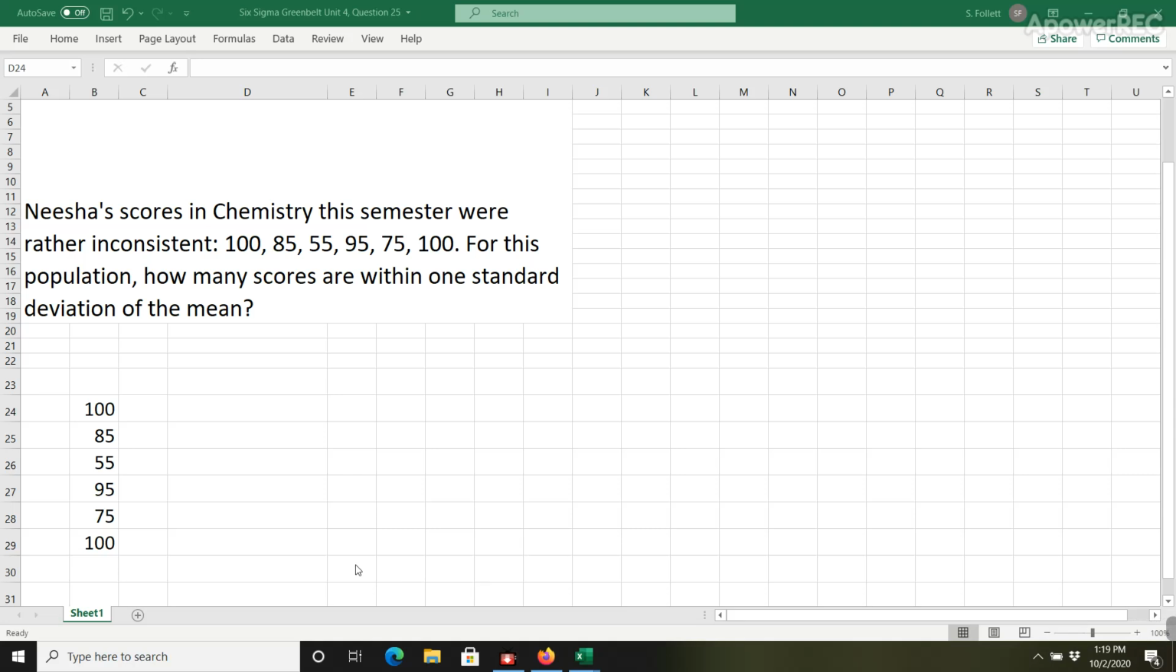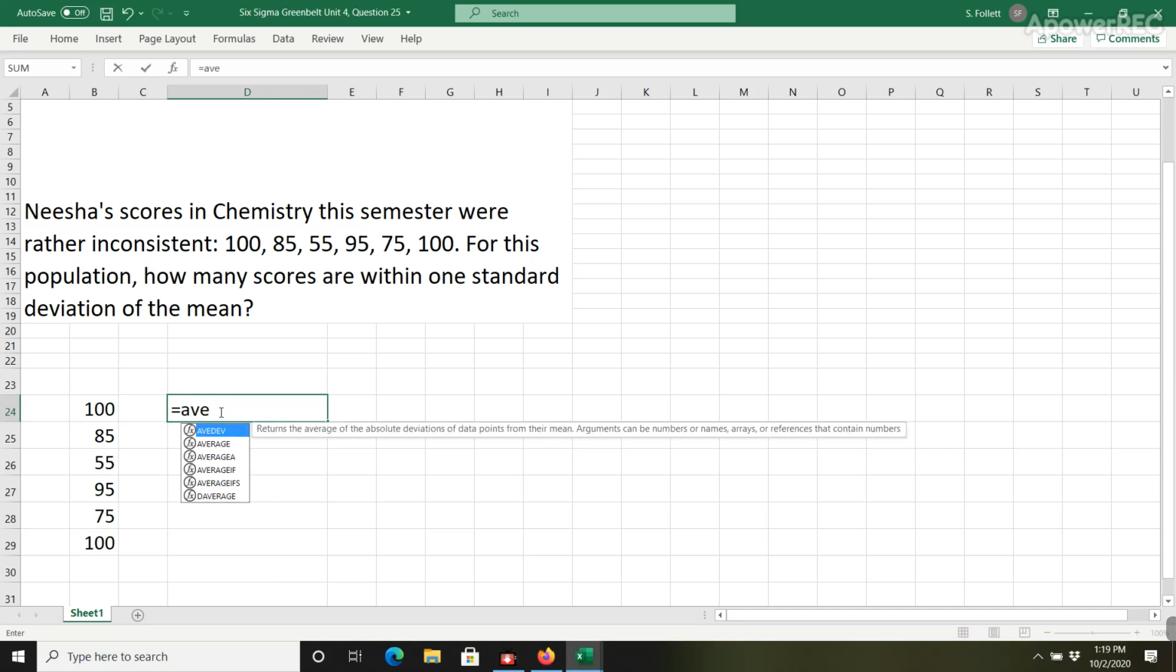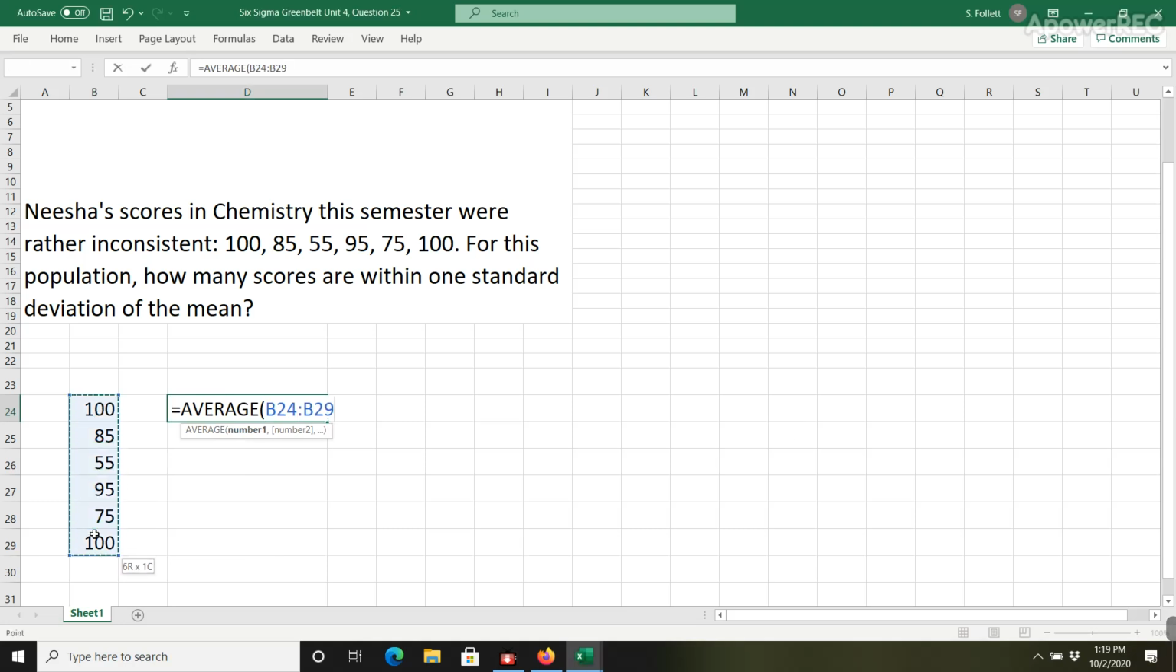Well, the first thing I have to do is figure out what the mean is. All I've done is take her scores and put them in this column. So the way you find the average, or the mean, I start typing in average. I'm just going to click on this one and click and drag. So my average score is 85.